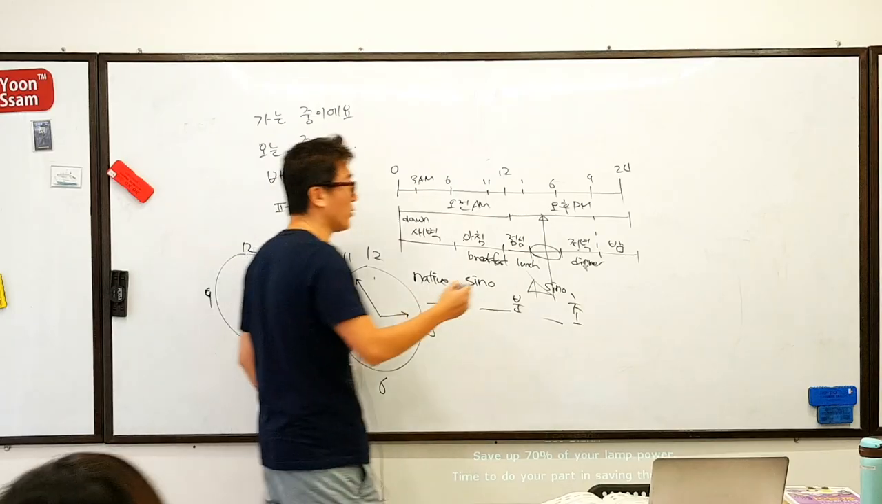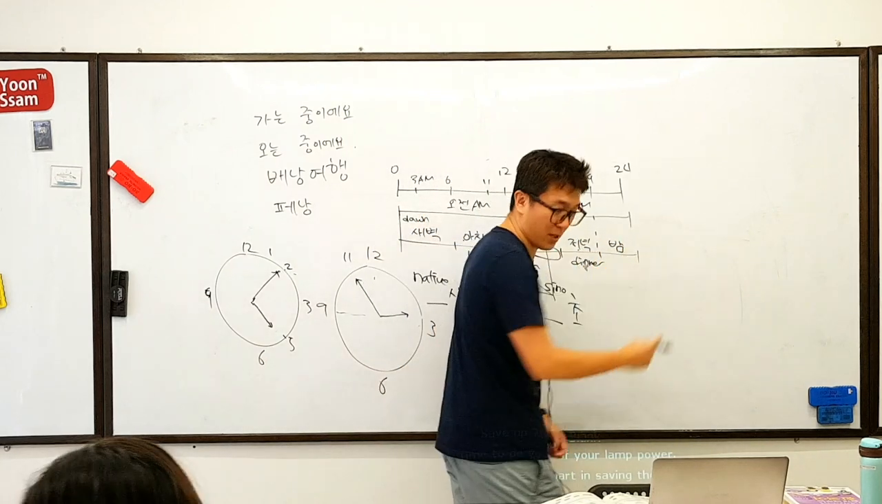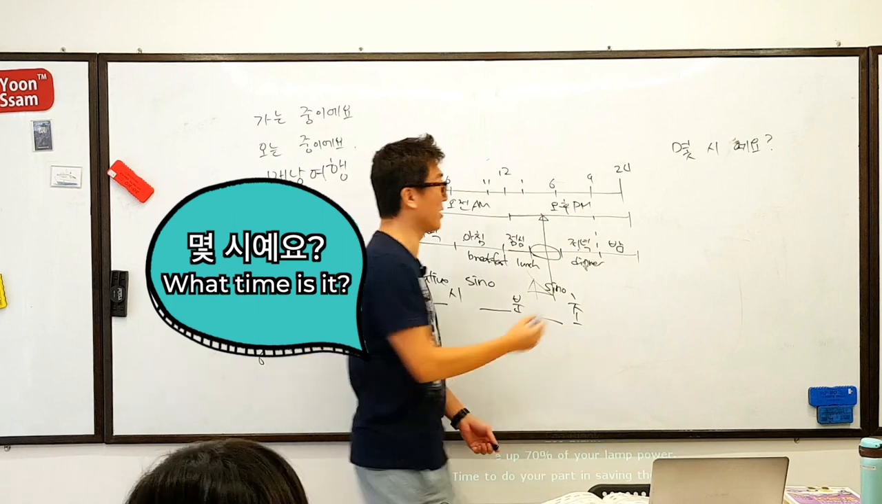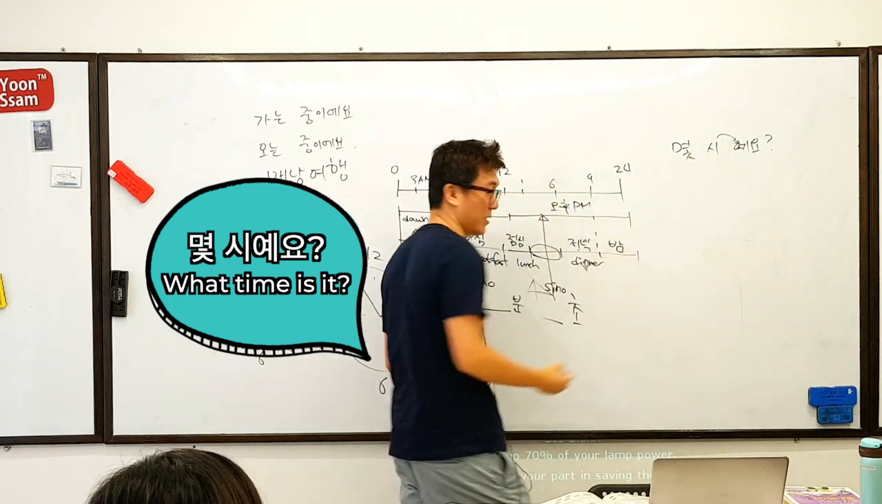I believe you all know. How do you say? 어떻게 얘기해요? What time is it? 몇 시예요? 몇 시에? It's together. Okay. 몇 시예요?